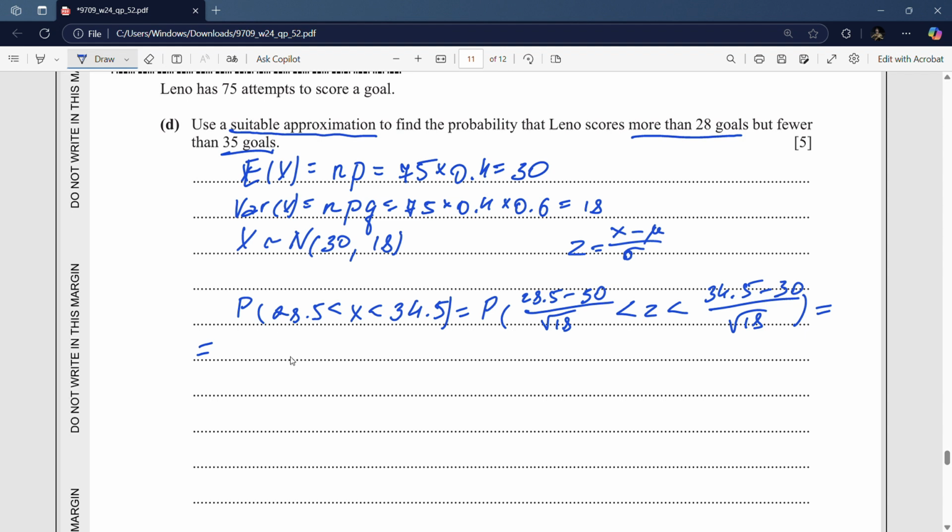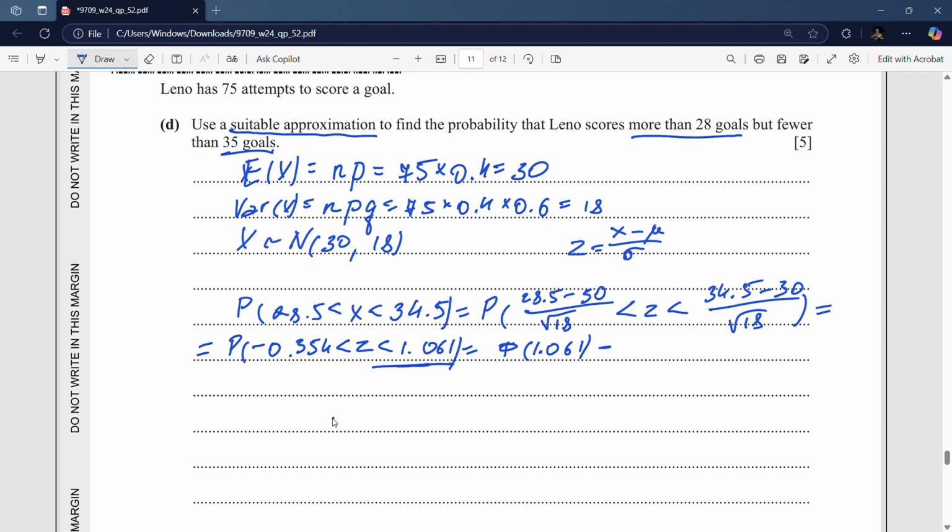So let's find the z values themselves. It's negative 0.354 and 1.061. First let's find this part, which is phi of 1.061.